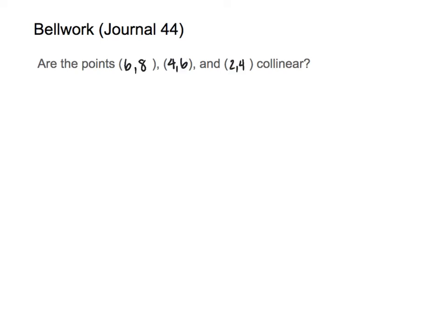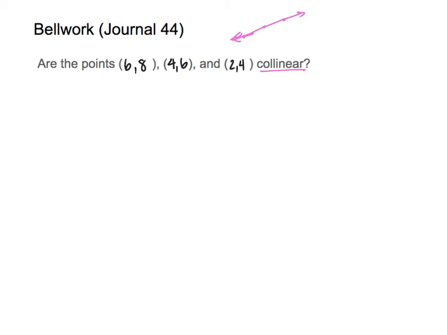All right, so in this bell work here, I kind of want to continue that idea of how do you determine if 3 points are collinear? So last time, in the last journal, we talked that when you have 3 points that are collinear, they form a straight line. So they are points that are on a single line, basically.